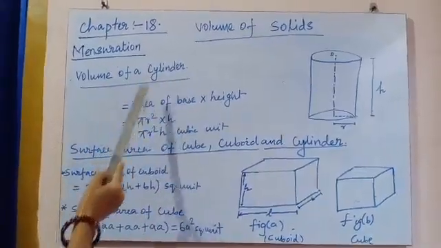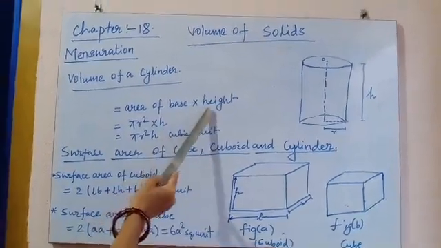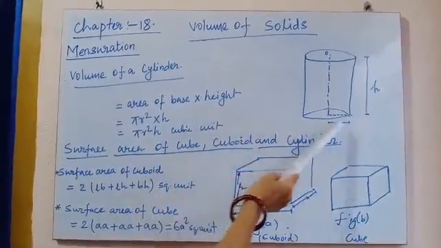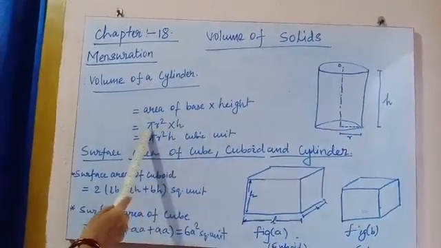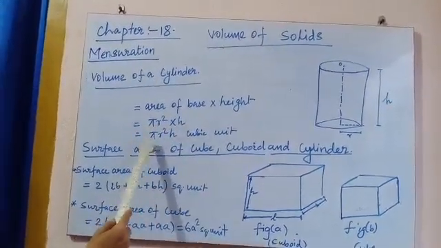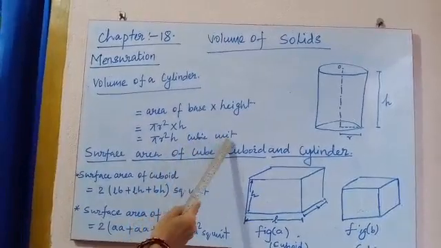The volume of the cylinder equal to area of the base into height. Here the base is circular, so area of the base equal to pi r square, into h, equal to pi r square h cubic unit.